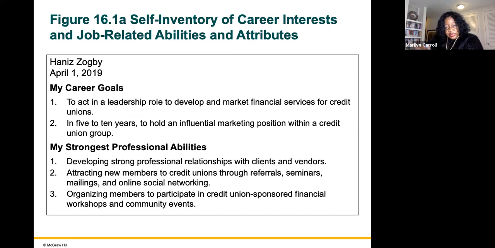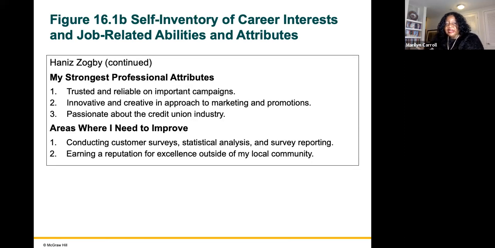My strongest professional abilities include developing strong professional relationships with clients and vendors, attracting new members to credit unions through referrals, seminars, mailings, online social media, social networking, and then organizing members to participate in credit union sponsored financial workshops and community events. My strongest professional attributes include trusted and reliable on important campaigns, innovative and creative in approach to marketing and promotions, and passionate about the credit union industry.